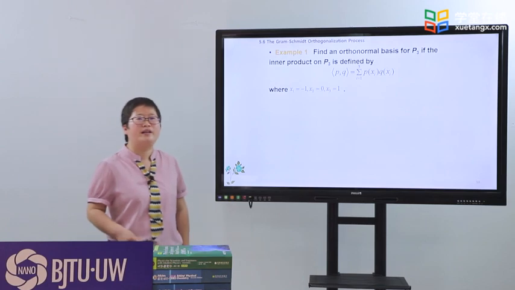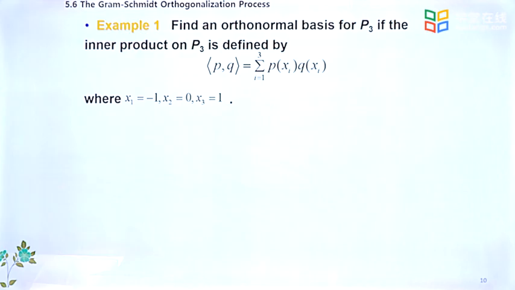Now, an example. Here we consider an inner product on P3, on this function space. This is also a vector space. Find an orthonormal basis for P3 if the inner product on P3 is defined in this way: the inner product of two polynomial functions p and q equals the summation of p(xi) q(xi), where i varies from 1 to 3, where x1 equals minus 1, x2 equals 0, and x3 equals 1.